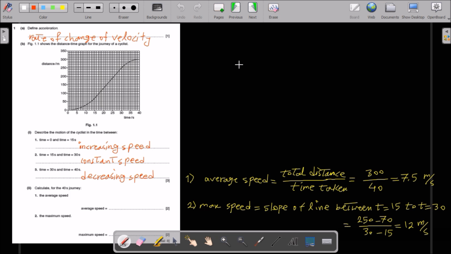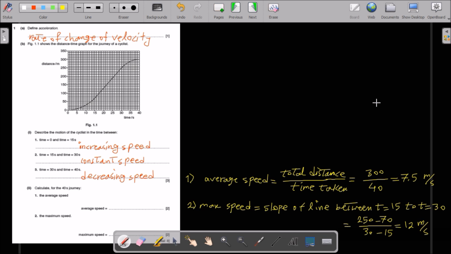Next part. Calculate for the 40-second journey the average speed. We know that the average speed is equal to total distance over time taken. So total distance is 300 and time taken is 40. If you divide, you will get 7.5 meters per second.